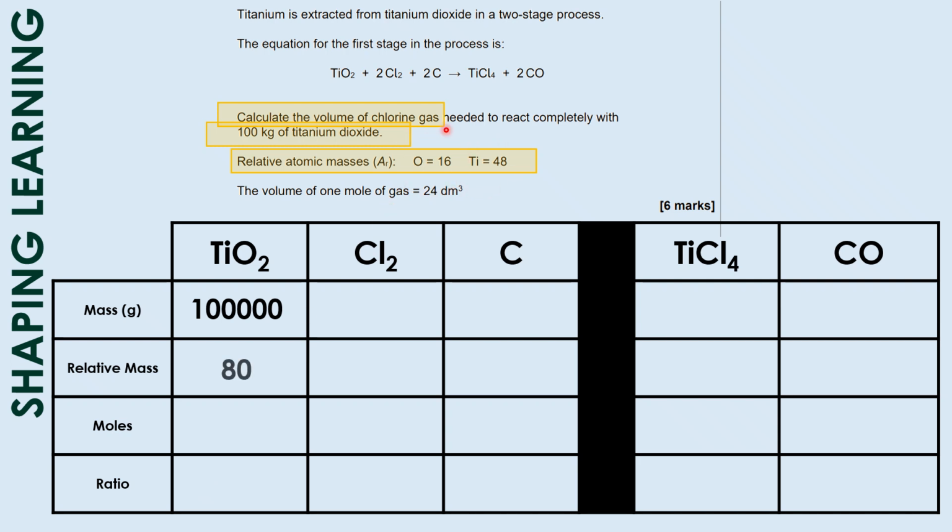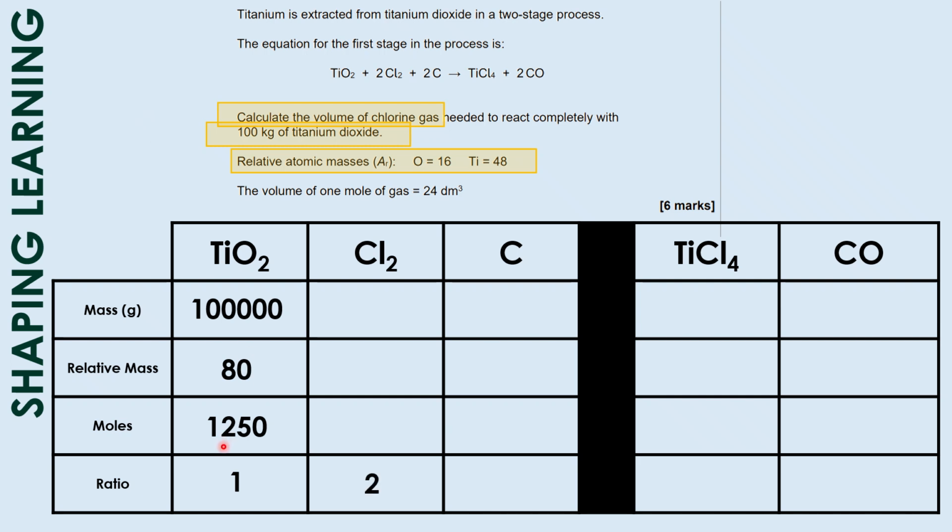If I do that, I get 80. And so my moles is going to be the mass divided by my relative mass, which gives me 1,250 moles of this titanium dioxide. So I've got my moles. My next step is my ratio. Now, a ratio I get from my equation. So my ratio is 1 to 2. So 1 mole of titanium dioxide reacts with 2 moles of chlorine.